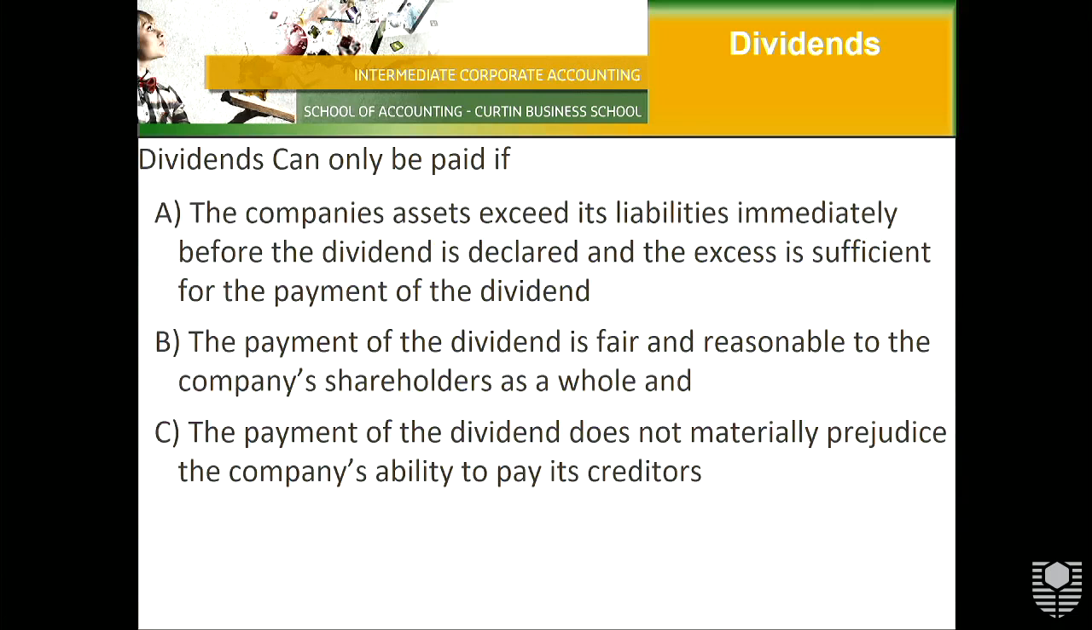Dividends can only be paid if: a, the company's assets exceed its liabilities immediately before the dividend is declared and the excess is sufficient for the payment of the dividend; b, the payment of the dividend is fair and reasonable to the company's shareholders as a whole; and c, the payment of the dividend does not materially prejudice the company's ability to pay its creditors. So that's it in simplistic terms.